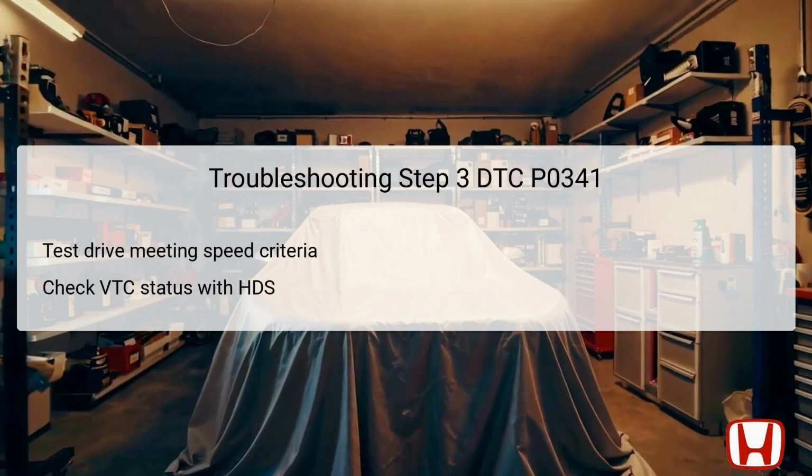Step 3 involves another test drive to further assess the VTC system. Specifically, the vehicle should be driven steadily at speeds between 19 to 38 miles per hour for 10 minutes once more. This duration allows for the vehicle's engine management system to stabilize during operation, providing reliable data. After the test drive, use the HDS to check the VTC status parameters. You will need to compare the current conditions against the predetermined thresholds specified in the diagnostic guidelines.